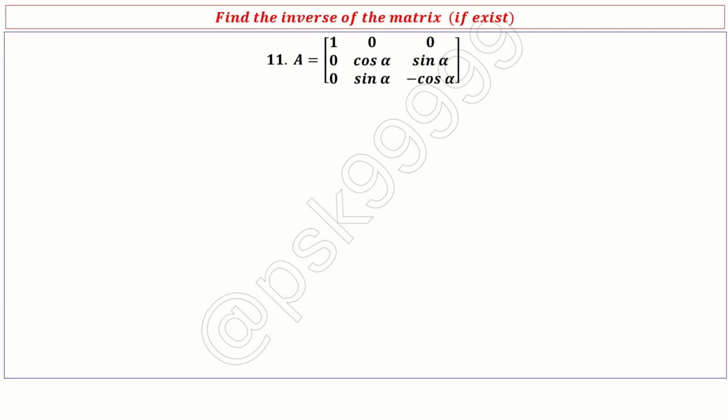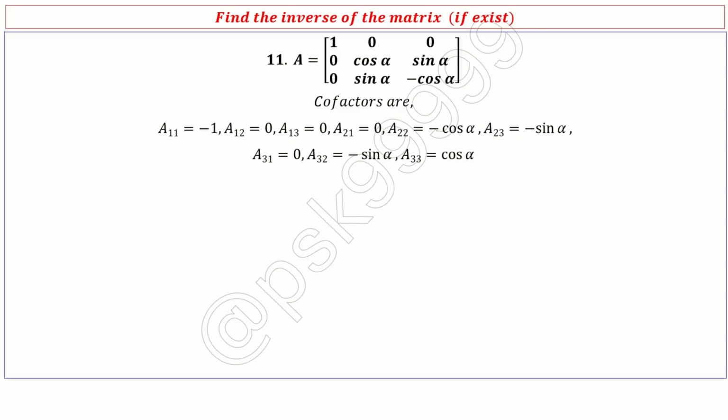Another one. Only thing is the elements are trigonometric elements. That's it. Trigonometric numbers, which is almost the same. You don't see any difference. Only thing is wherever possible you will try to simplify it. Okay, so this is my cofactors. And then this is my inverse.